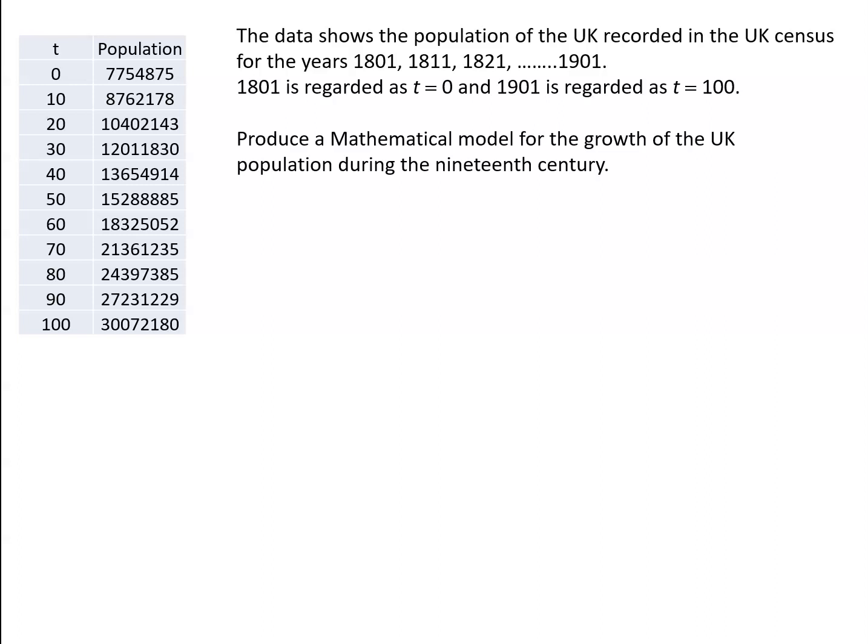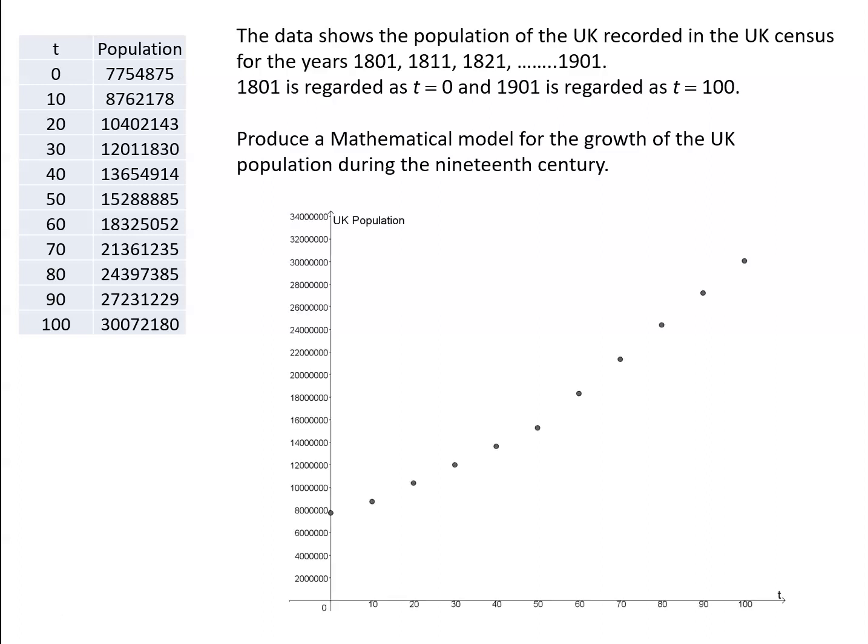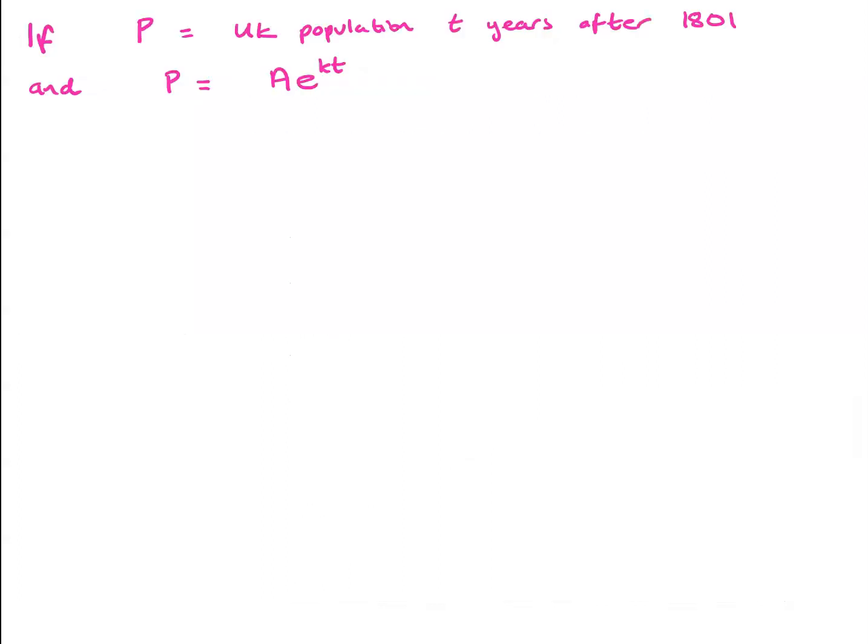So the first thing to do is to produce a scatter diagram of the data. And the scatter diagram for this data looks like this. And you can see that it is certainly growing more quickly towards the end than it was at the beginning. So that suggests that we might have an exponential growth model for this data. If we've got exponential growth, then if p is the population t years after 1801, we've got a relationship of the form p equals a e to the kt.